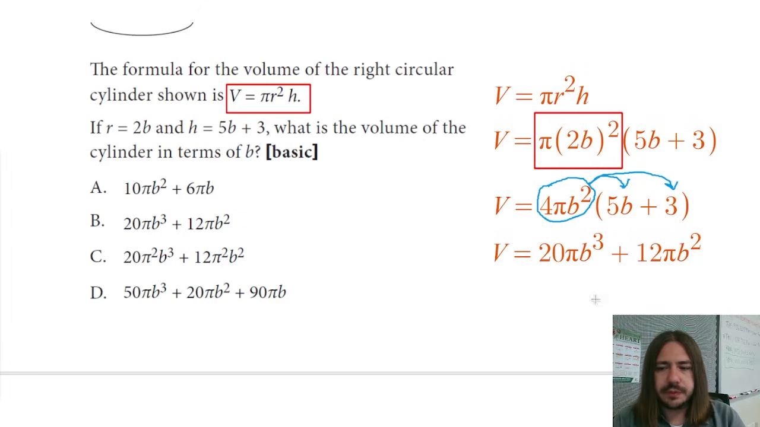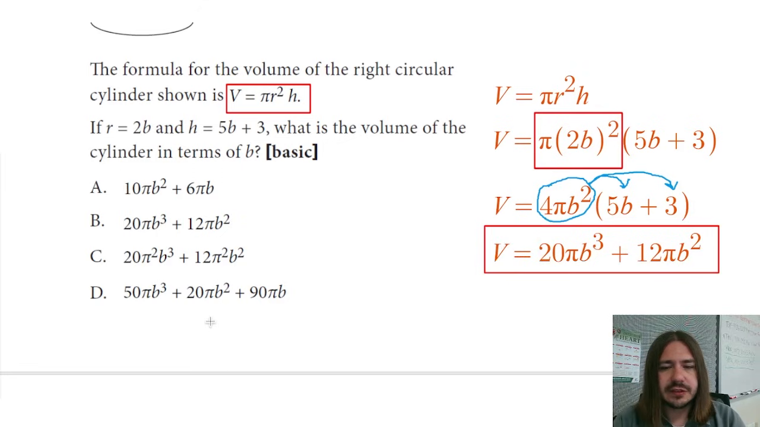All right, that should be my answer. Not a whole lot more that I could do to simplify this. I'm really not even seeing anything. So let's see if our answer choices agree. And yep, our answer choice is right here, choice B.